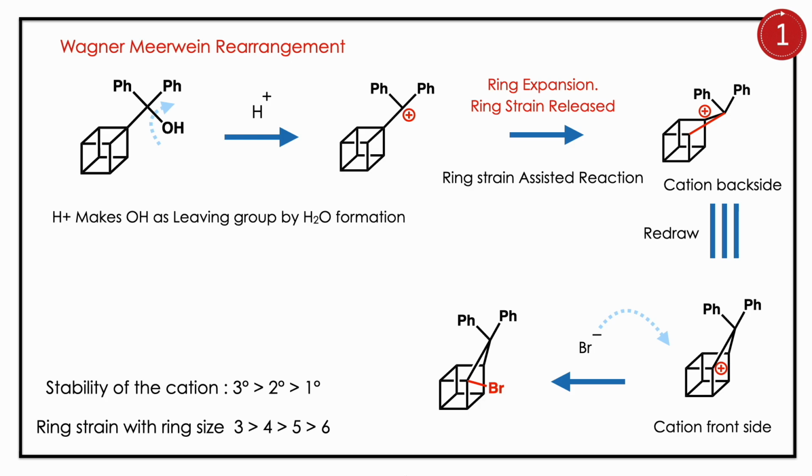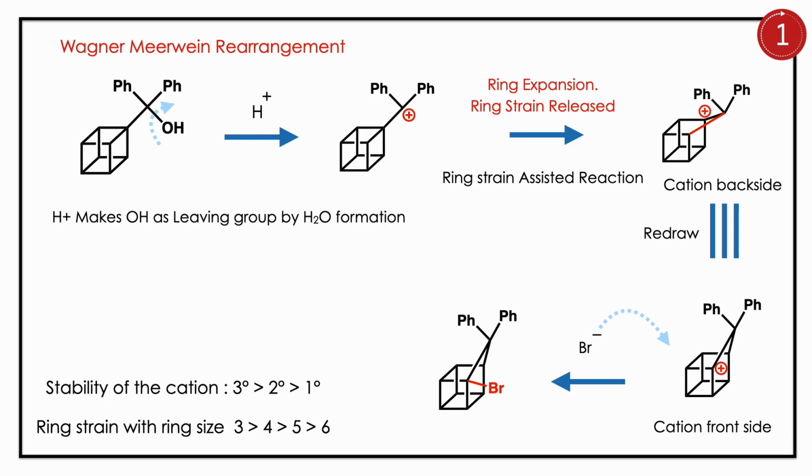First step will be the usual cation formation by OH elimination. H plus removes the OH as water, and you have a cation. The cation is super stable because of the phenyl, so that will also help. Then ring strain is nearby, and it should be relieved. So what really happened? The 4-member ring becomes 5-member.